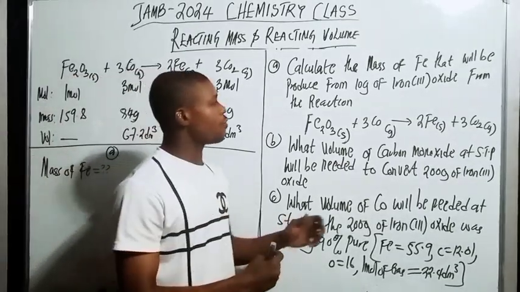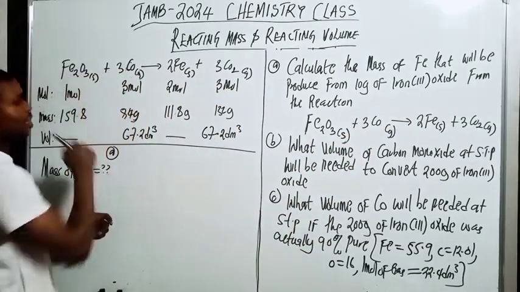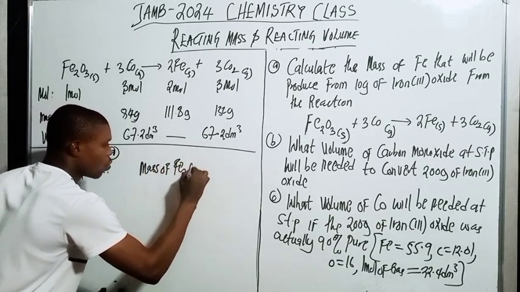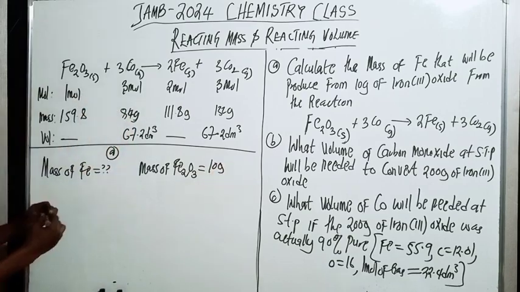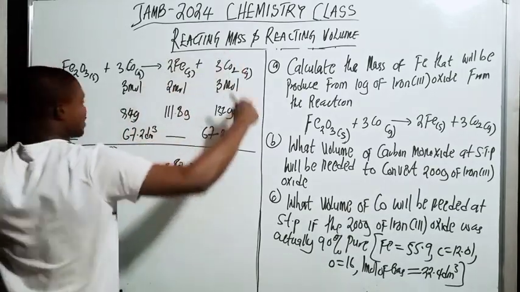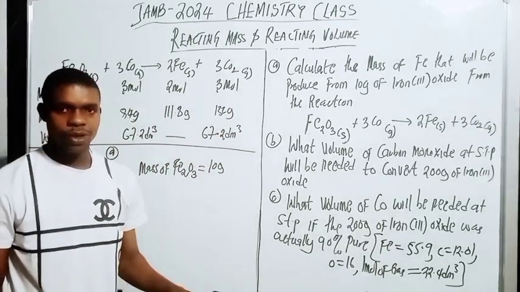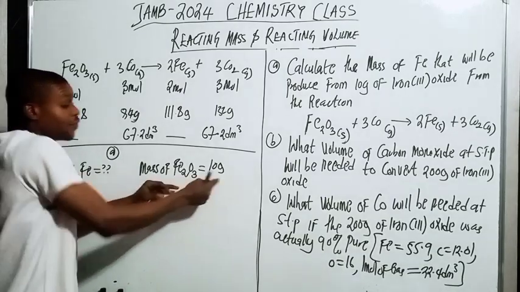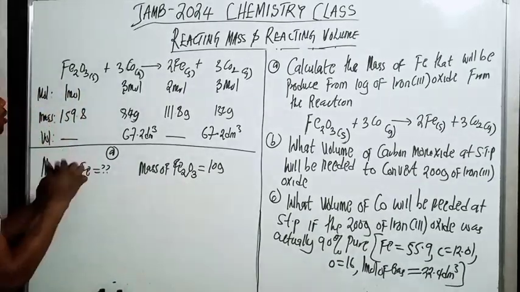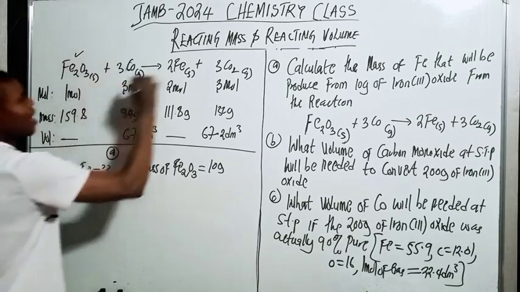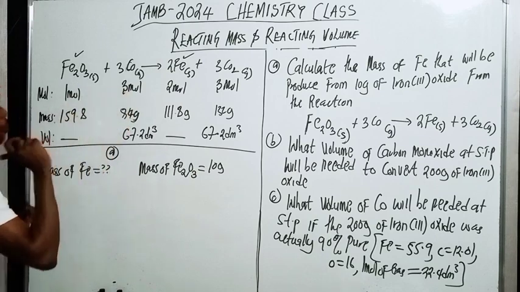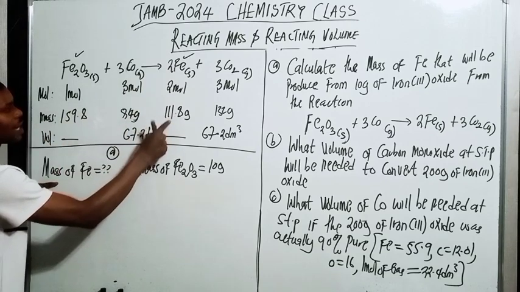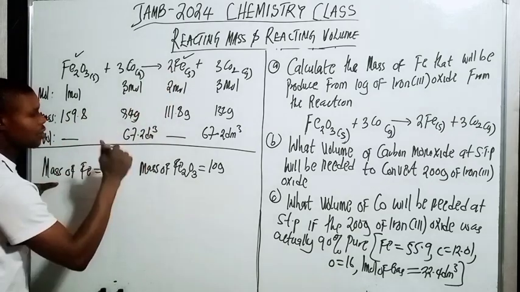Now they give us the mass of iron 3 oxide. Look at iron 3 oxide. The mass of Fe2O3 is 10 gram. Do you understand? Once you have done this, every other thing becomes easier for you. So the mass of iron is what I'm looking for, and the mass of iron 3 oxide was given to me. In the first question, our point of focus is this guy and this guy. So you come to mass here. What is the mass of iron here?